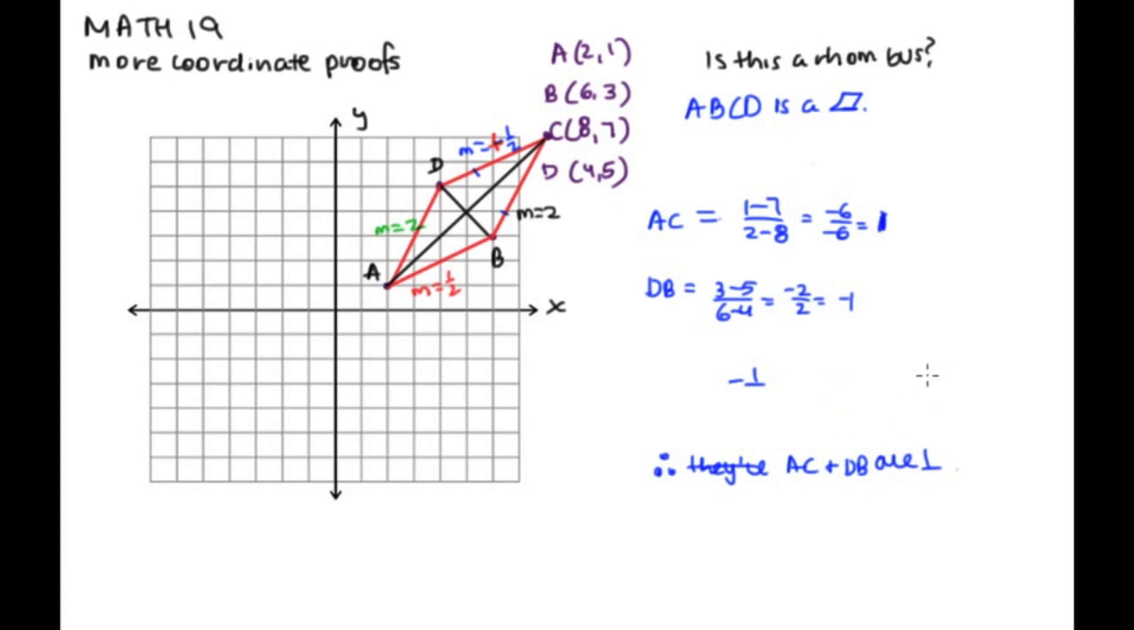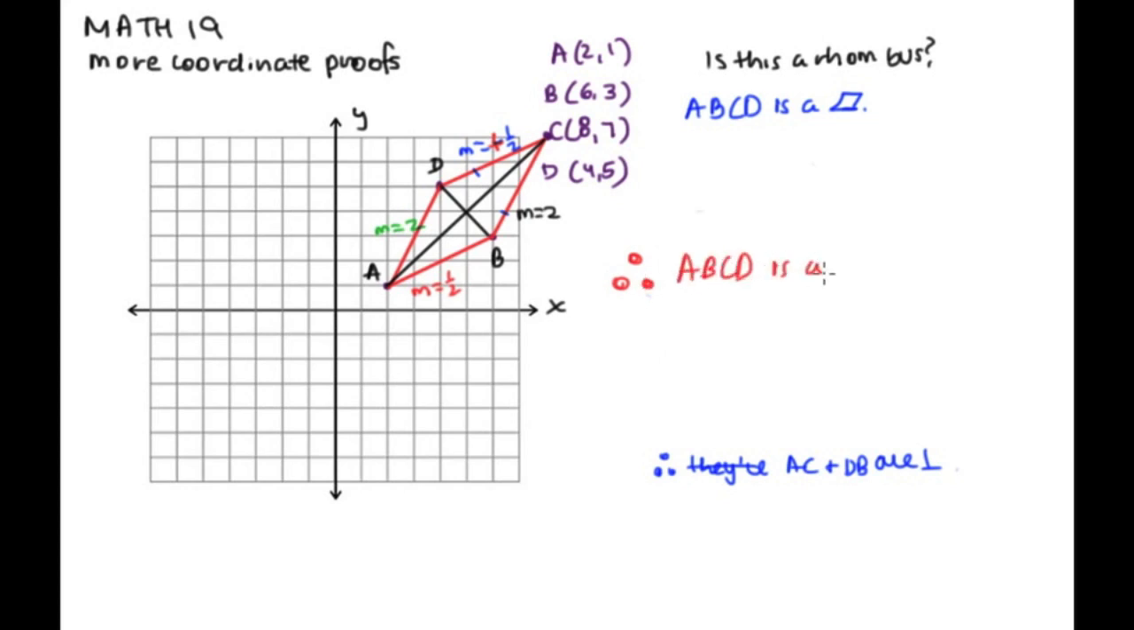So therefore, since we know that their diagonals are perpendicular, which is a characteristic of a rhombus, we can now have our big therefore. ABCD is a rhombus because, and then I hope that you are able to fill in this blank.